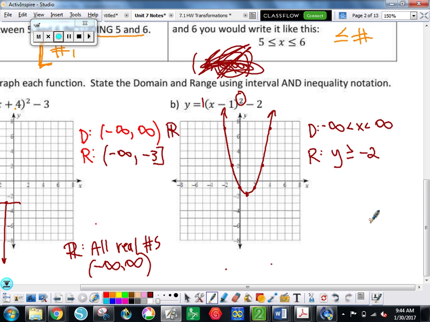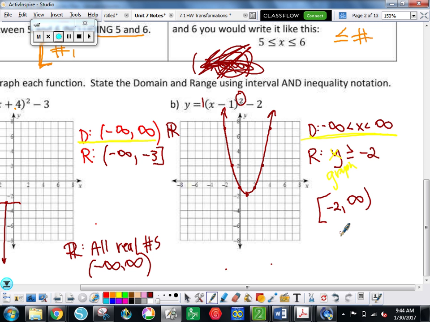So, kind of a recap: the domain will always be this. The range just depends on what the smallest point is and what the opening is. This means right here, you can substitute that for graph. My graph is greater than or equal to -2, right? If I wanted to do it the other way, it would be -2 to infinity.